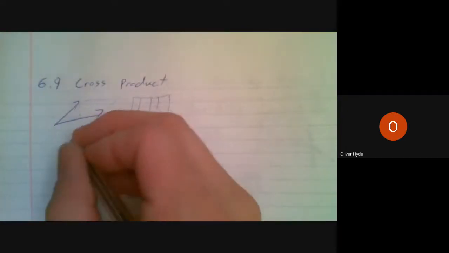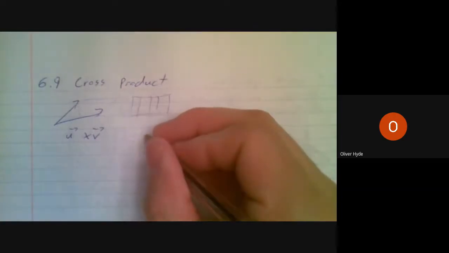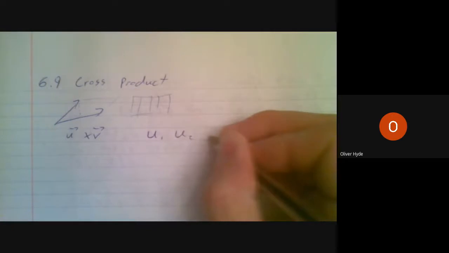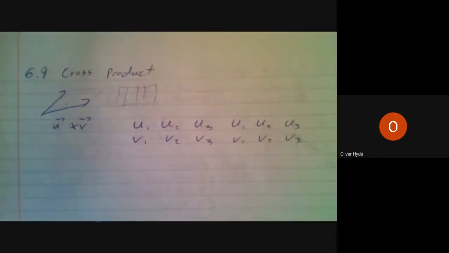So let's just go through, well, you know what, let's go through the actual formula itself. The advice I gave you said, if you want to do u cross v, then what you want to do is you list the components of both vectors twice. u1, u2, u3, u1, u2, u3. List out the components of the second vector underneath, v1, v2, v3, v1, v2, v3. Okay?